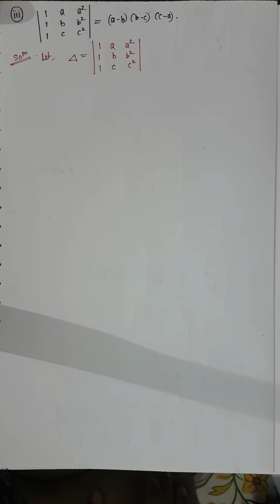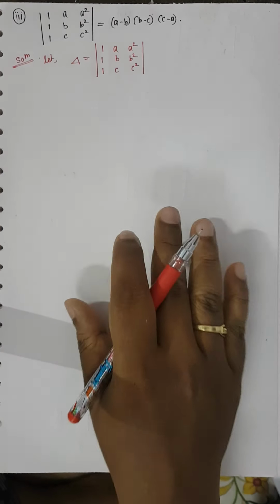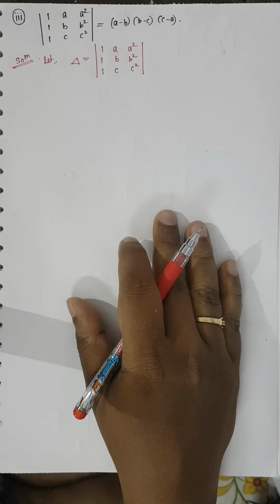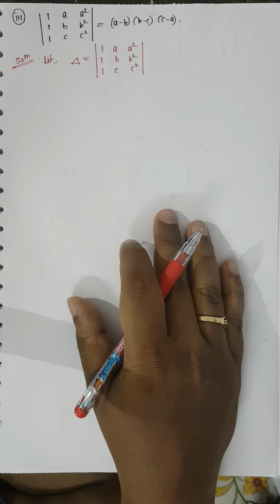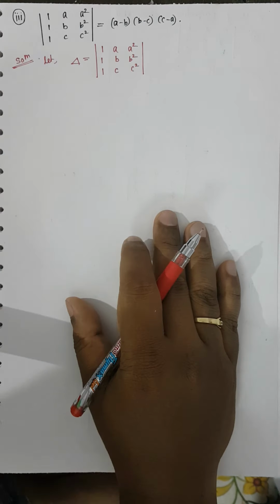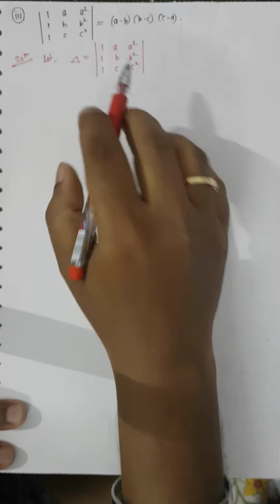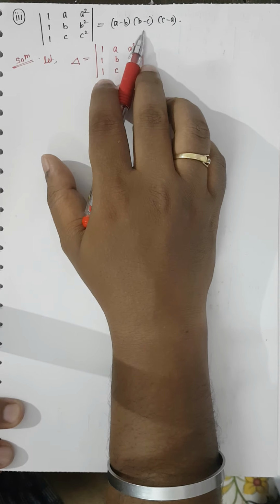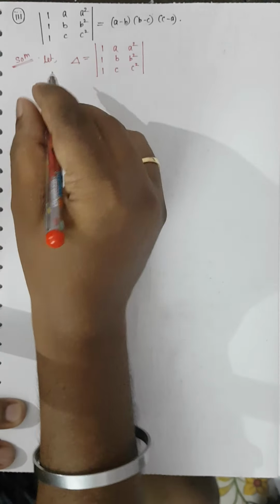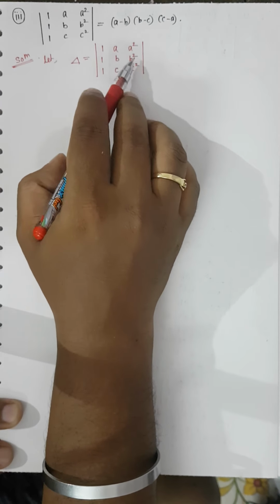Now it's time to solve question number 3. Show that the value of the determinant 1, 1, 1; a, b, c; a square, b square, c square is equal to the product of the factors a minus b, b minus c and c minus a. See, we have to show that the determinant has the factors a minus b, b minus c and c minus a. Let del is equal to 1, 1, 1; a, b, c; a square, b square, c square.